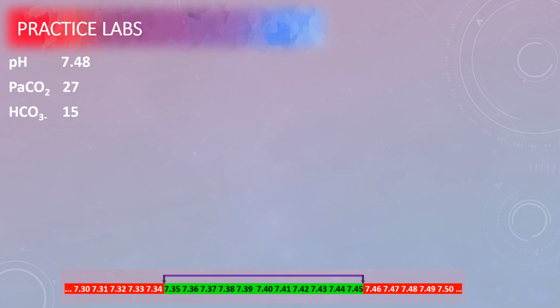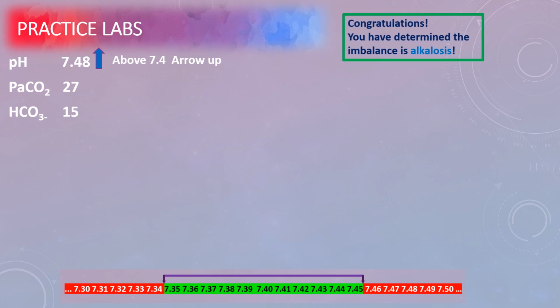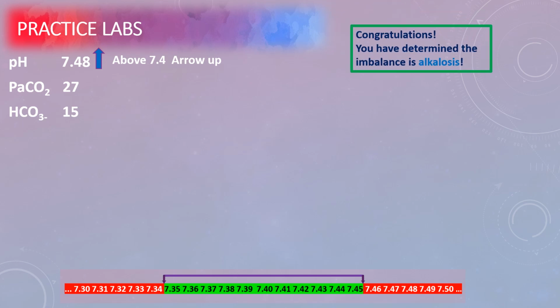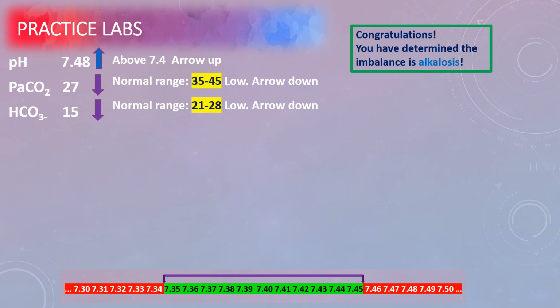We have a patient with a pH of 7.48. That's above 7.4. Put an arrow up. Congratulations, you've determined the imbalance is alkalosis. The PaCO2 is 27. The normal range is 35 to 45. 27 is low. Put an arrow down. The HCO3 is 15. The normal range is 21 to 28. So 15 is low. Put an arrow down.